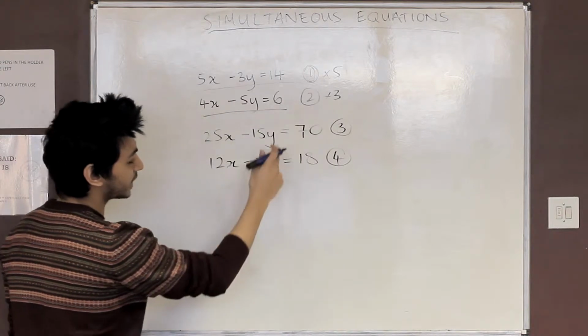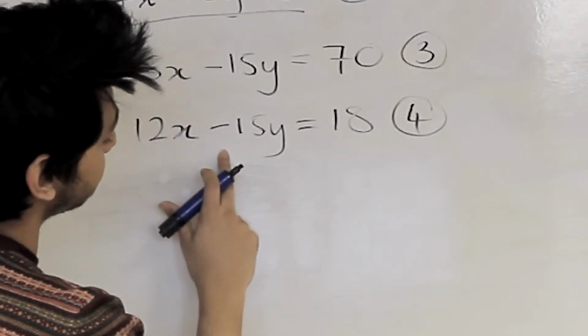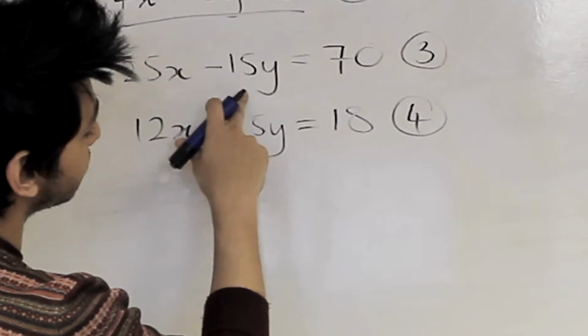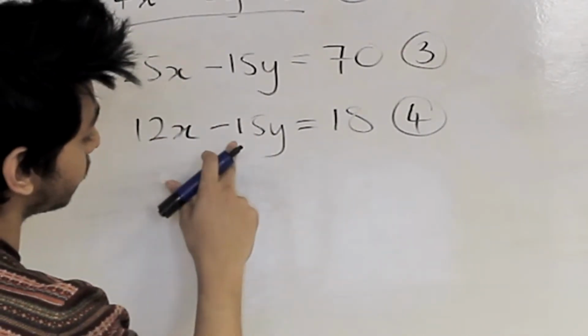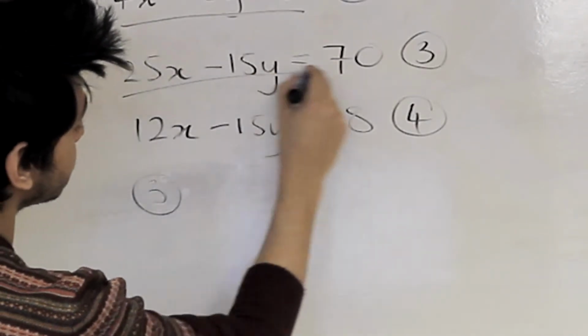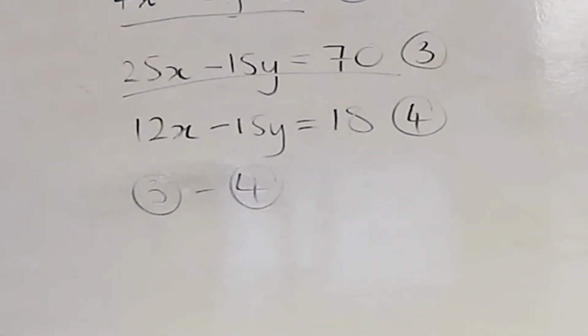Now what we're going to do is eliminate the y variable. If we look at both of these, we've got minus 15y. The only way that we can eliminate this completely is if we do minus 15y, take away minus 15y, which will equal 0, because two minuses will make a positive. Okay, so what we're going to do is take our third equation, which is this, take away our fourth equation. Okay, let's see what happens when we do this.